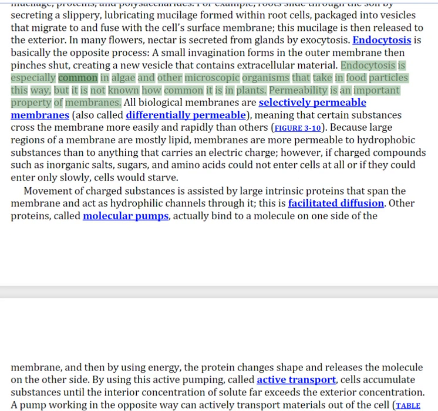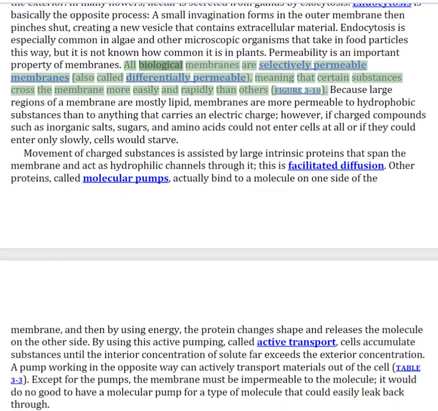Endocytosis is especially common in algae and other microscopic organisms that take in food particles this way, but it is not known how common it is in plants. Permeability is an important property of membranes. All biological membranes are selectively permeable membranes, meaning that certain substances cross the membrane more easily and rapidly than others.